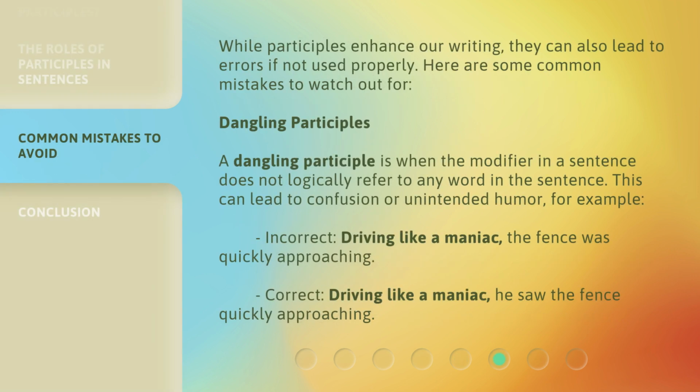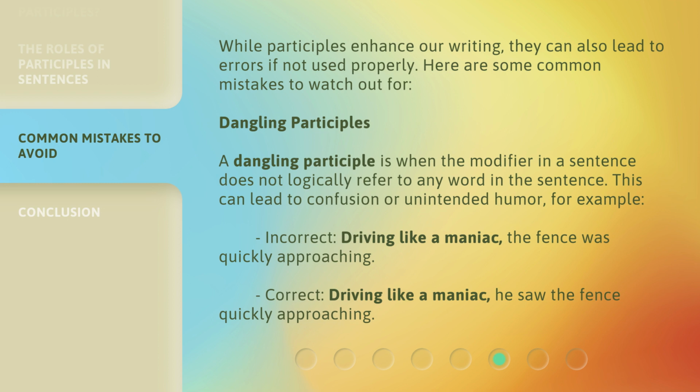While participles enhance our writing, they can also lead to errors if not used properly. Here are some common mistakes to watch out for. Dangling participles. A dangling participle is when the modifier in a sentence does not logically refer to any word in the sentence. This can lead to confusion or unintended humor.